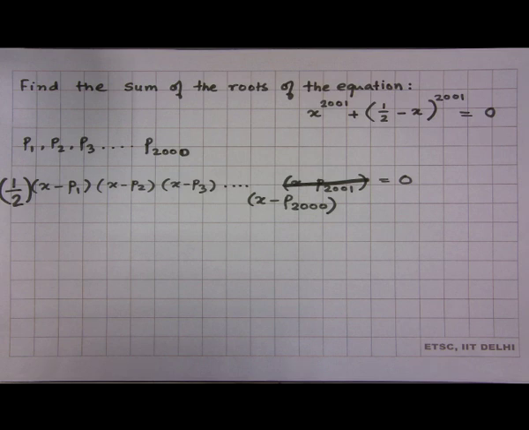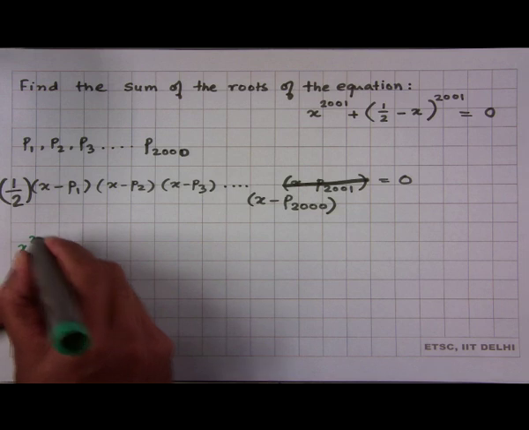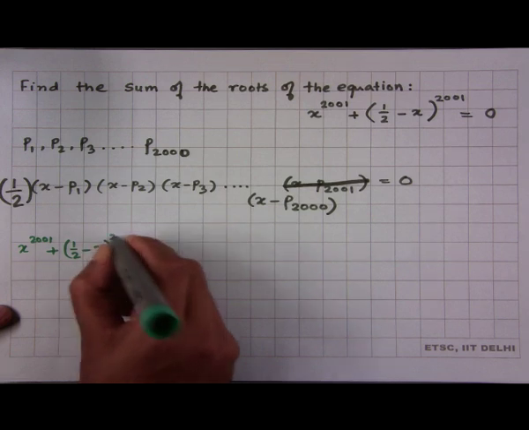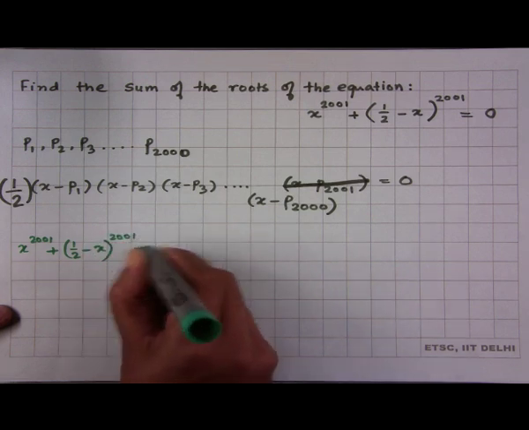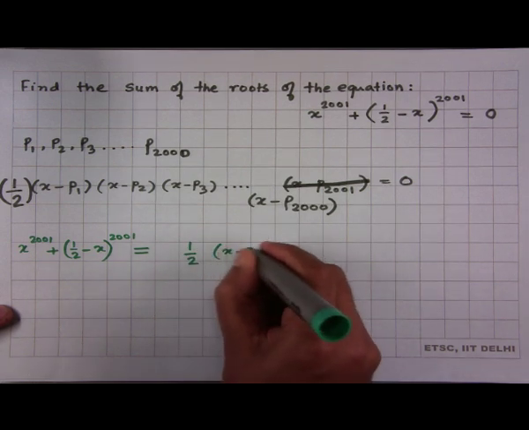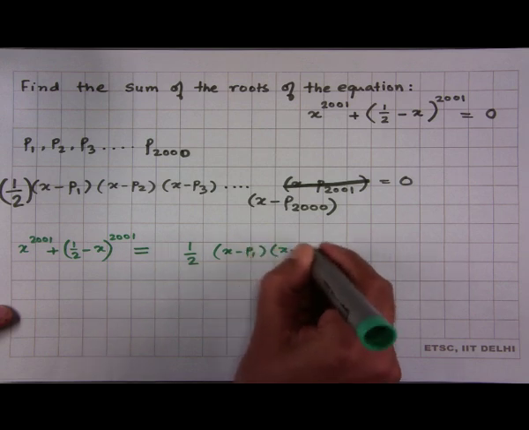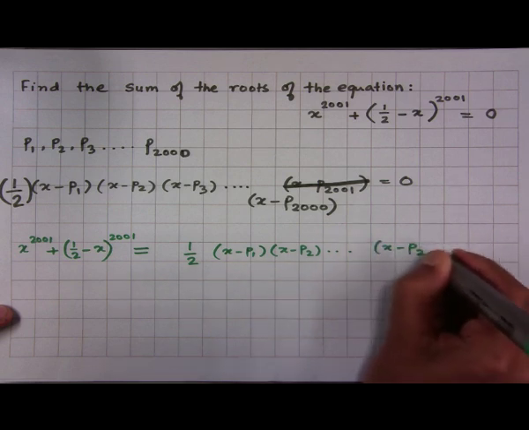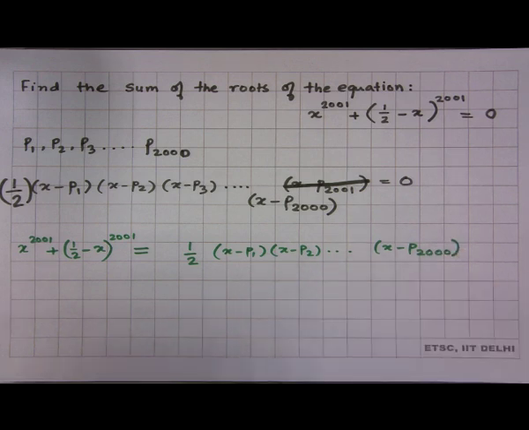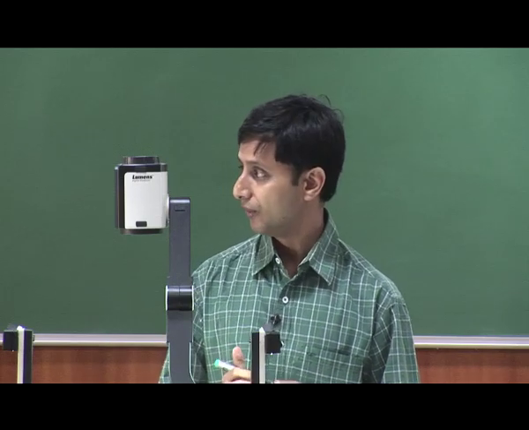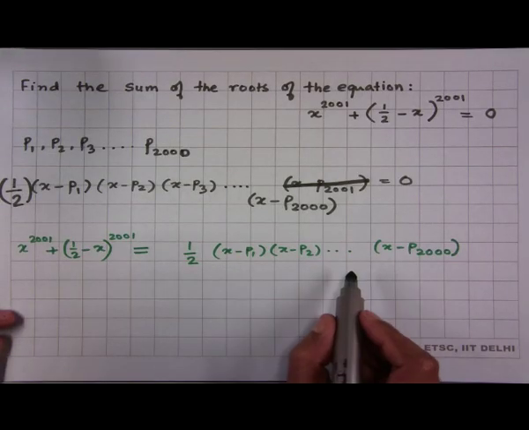So, I am declaring that x to the power 2001 plus (half minus x) whole power 2001, this whole thing is equal to half times (x - p1)(x - p2) all the way till (x - p2000), where p1, p2, p3 and all of these are the roots of the polynomial. So, what do we do over here?